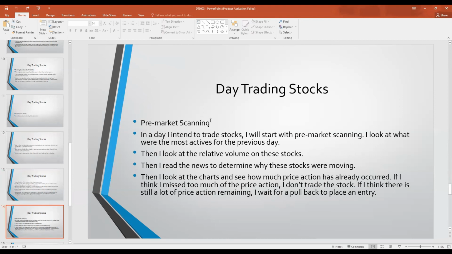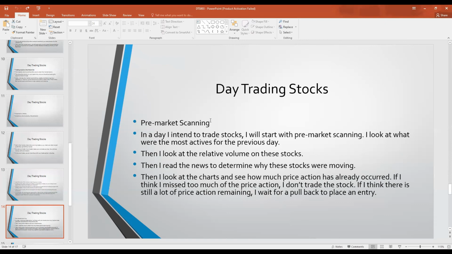Pre-market scanning. So on a day I intend to trade stocks, I start with pre-market scanning. I look at the most actives from the previous day. So I create my watch list and I look at the most actives for the previous day. Then I look at the relative volume. I put stocks whose relative volume is greater than 2. So if stocks are among the most actives, meaning they're among the largest gainers or the largest losers, I consider them for my watch list.